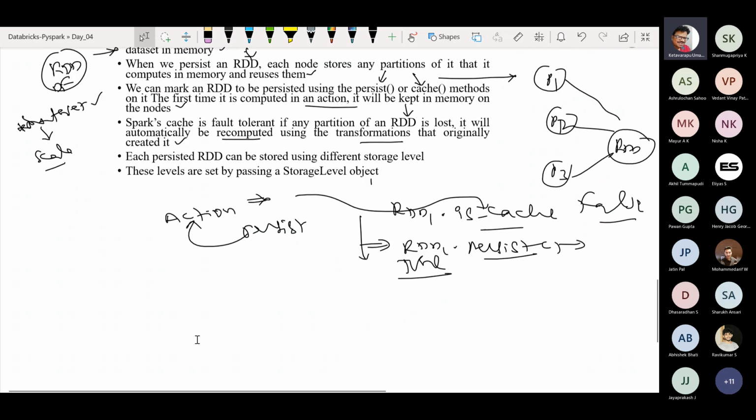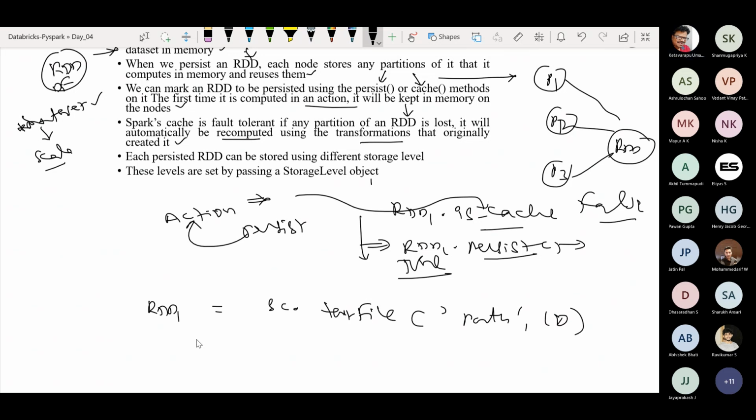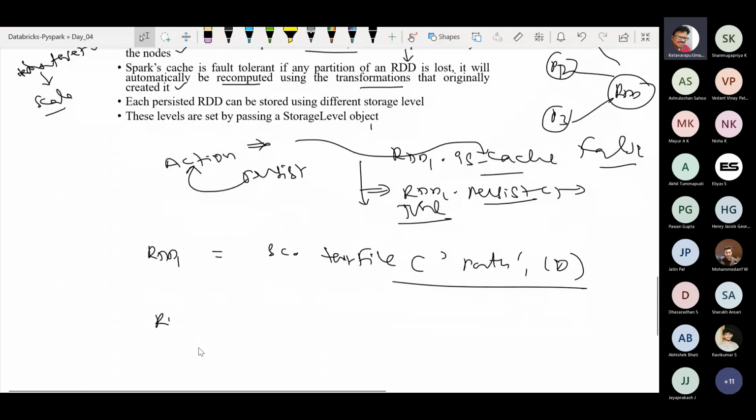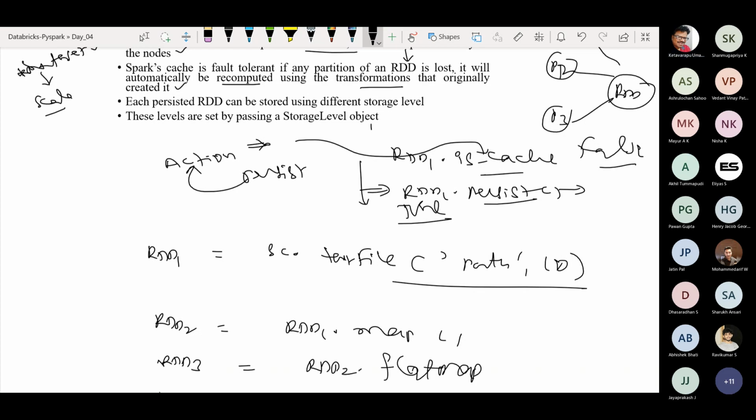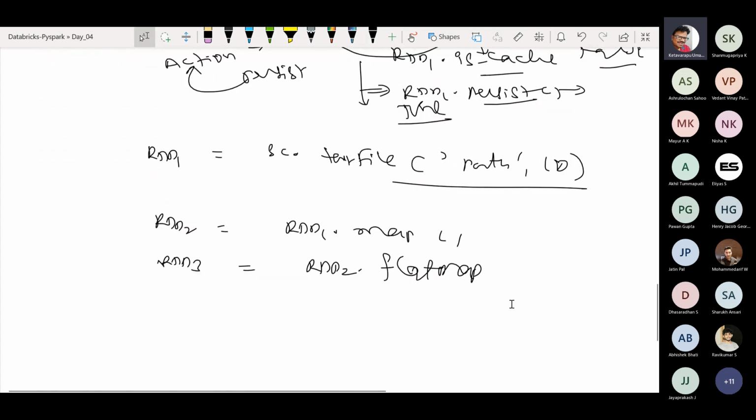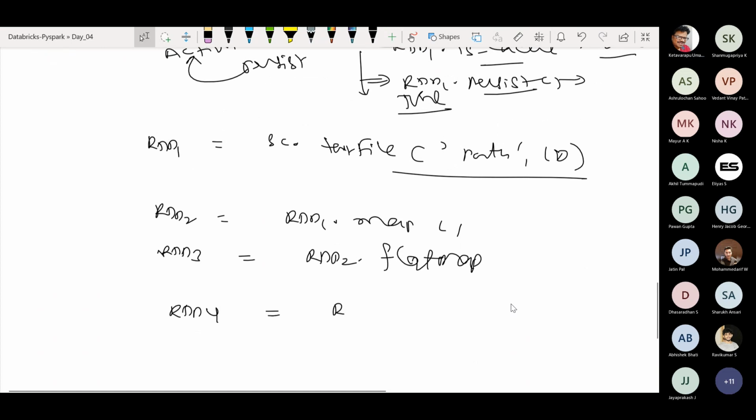See friends, how simple it is, let me show you this. RDD1 equals textFile of some path, and I have given 10 partitions. Now RDD2, what I'm doing here is RDD1.map of something. Now RDD3 is RDD2.flatMap of something. Similarly, maybe I can use RDD1 or RDD2, or let me take RDD3 only, with some filter condition. It's a chain of activities.